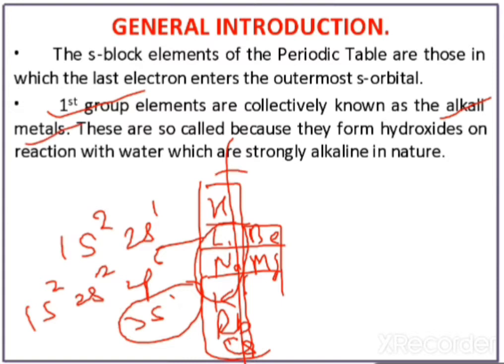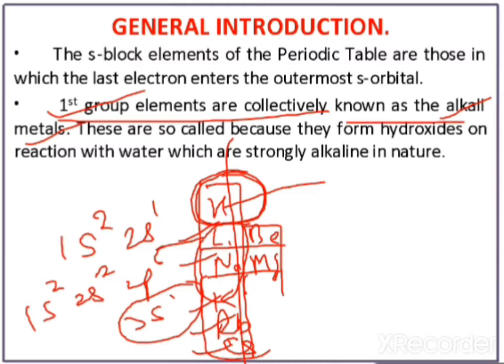Remember this thing, we are not adding hydrogen in first group. Hydrogen's position is different; we have discussed it in the hydrogen chapter. The position of hydrogen is separate. Don't count it in first group. First group elements are lithium, sodium, potassium, rubidium, cesium, and francium. These are first group elements, and these are called alkali metals.